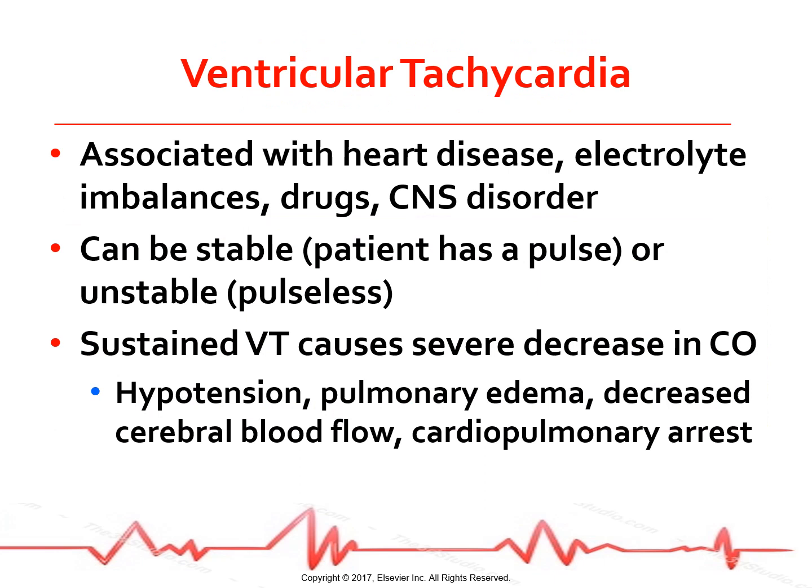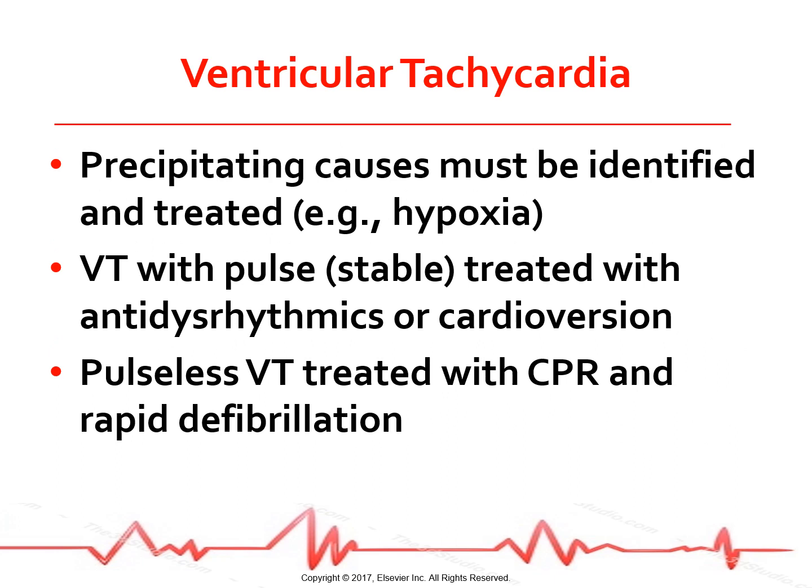This is polymorphic VTach. So we talked about the causes of VTach. They're listed there again. We can either have stable or unstable, depending on whether the patient has a pulse or they do not have a pulse. Sustained VT causes a severe decline in cardiac output and can also lead to a bunch of other problems. Because this rhythm is so lethal, we do need to rapidly determine and treat the underlying cause for the VTach. So VT with a pulse, we call it stable VTach because they have a pulse, that's treated with either anti-dysrhythmics or a cardioversion.